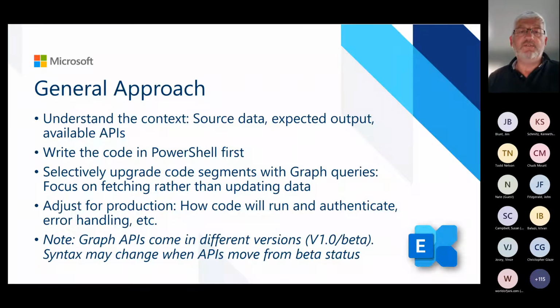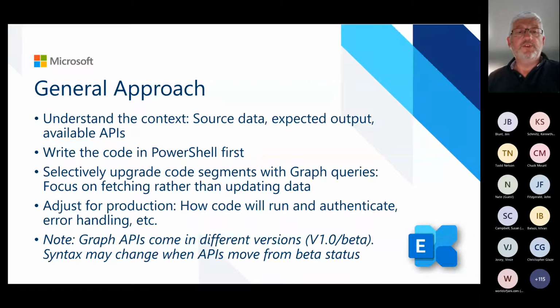Then go and selectively upgrade code segments. Find the bits where you can really improve performance. For example, the Get-Team commandlet is quite slow. Microsoft have improved its performance over time, but Get-Team is quite slow. I would prefer to use a Graph query to get teams by running it against the groups API and filtering what comes back. It's much better.